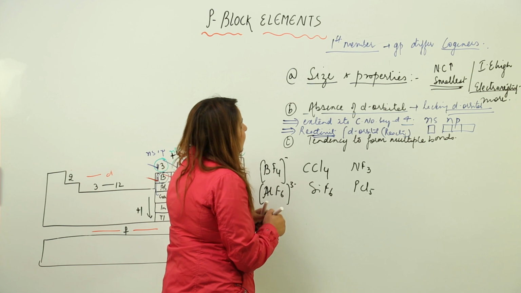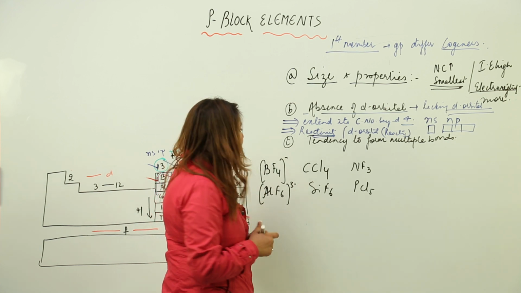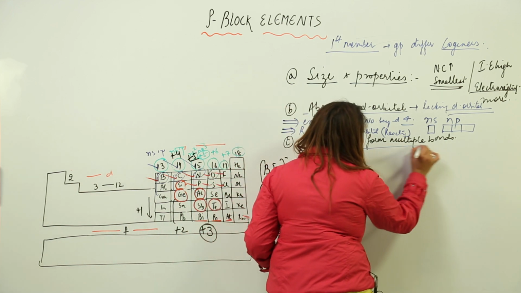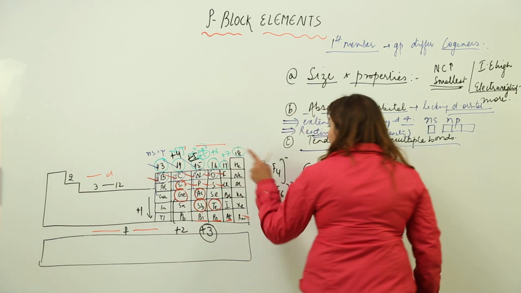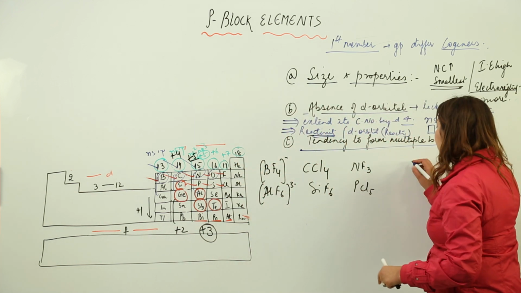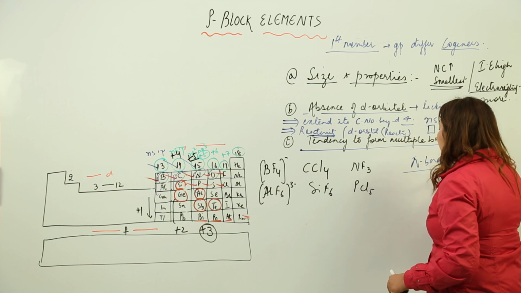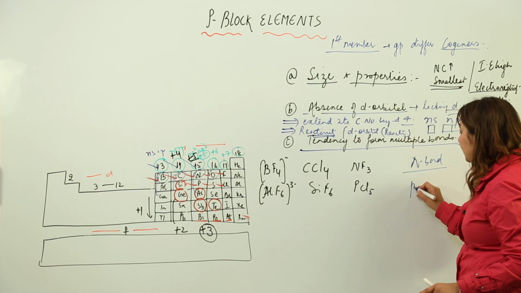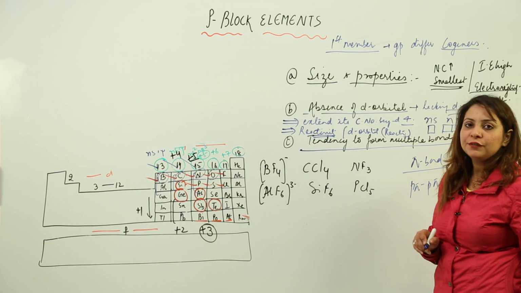So moving on to the third main reason behind the anomalous properties of the first element, that is the tendency to form multiple bonds. What we see is that the first member of the family can participate in pi bond formation, but the type of pi bond it can form is only p pi-p pi, because it doesn't have d orbital.